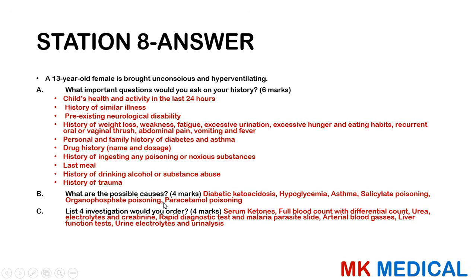So, four investigations you would want to do: a serum ketones to rule out, of course, diabetes, but you could also do your glucose estimations, your full blood count with a differential count, urea, electrolytes, and creatinine to check how well the kidneys are functioning, a rapid diagnostic test and a malaria parasite slide to rule out malaria, arterial blood gases, liver function tests, as well as urine electrolytes and urinalysis that may rule out your diabetic ketoacidosis.